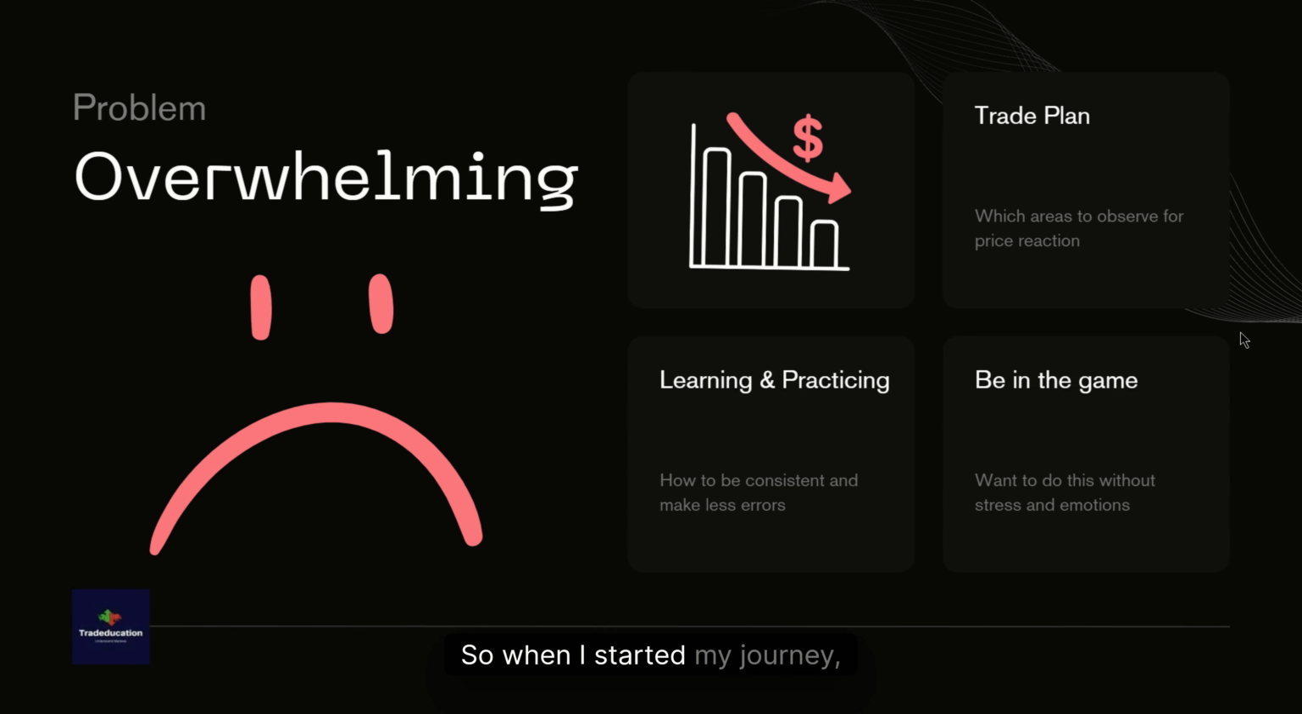When I started my journey, especially in market profile and volume profile, one of the things I realized is that it's too overwhelming. Now, I want to be in the game. I want to know who is trapped where. I want to identify the key levels. I want to learn it. I want to practice it. And you won't believe it took me 5 years to reach this level, and I'm still making silly mistakes.